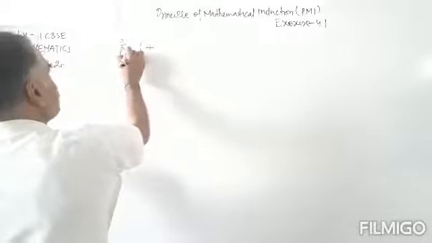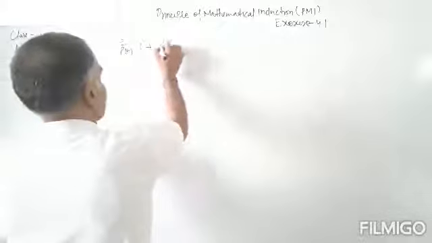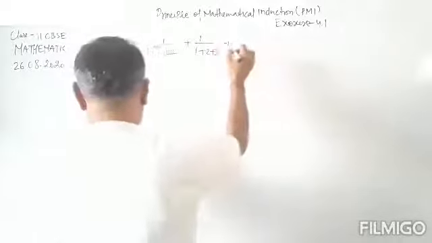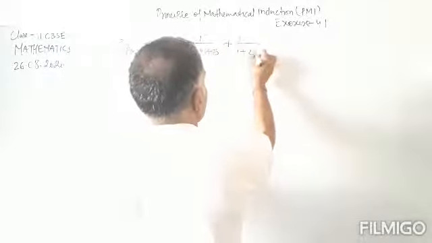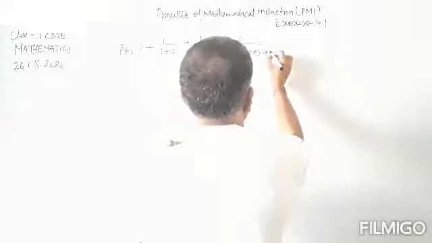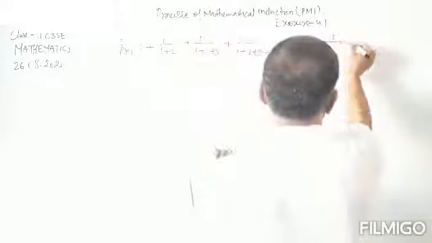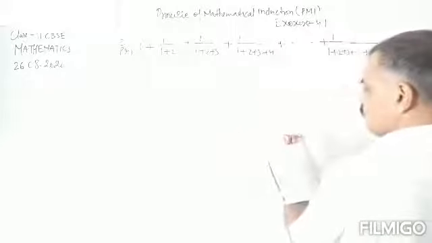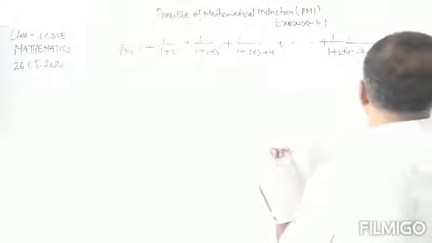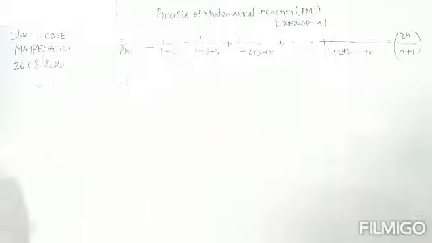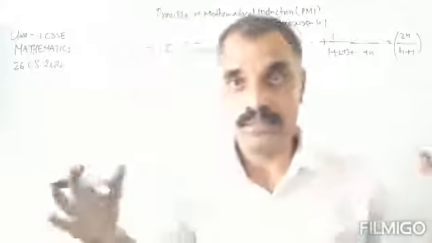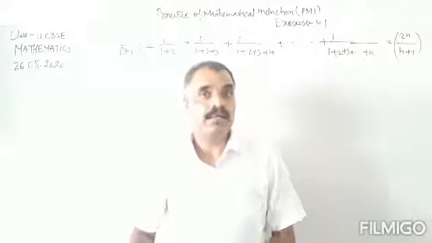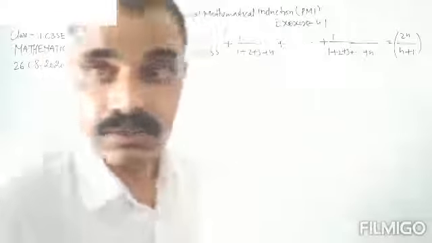This is Pn, the given statement: 1 plus 1 upon 1 plus 2 plus 1 upon 1 plus 2 plus 3 plus 1 upon 1 plus 2 plus 3 plus 4 plus and so on plus 1 upon 1 plus 2 plus 3 plus up to n is equal to 2n upon n plus 1. So this is the given statement and we have to prove this using mathematical induction.